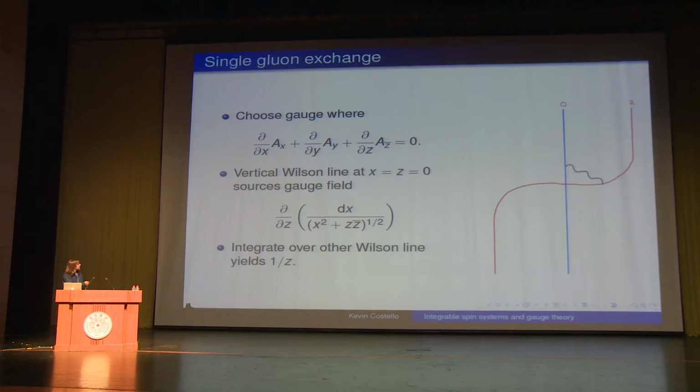Now, if you integrate this gauge field over this curved Wilson line, because this gauge field has a dx in it, it will be 0 when I restrict it to the vertical components. So the integral only gets contributions from the horizontal components. And if you calculate the integral, you find up to factors of 2 and pi, it's 1 over z. So this is why the exchange of a single gluon leads to the Casimir times 1 over the distance.